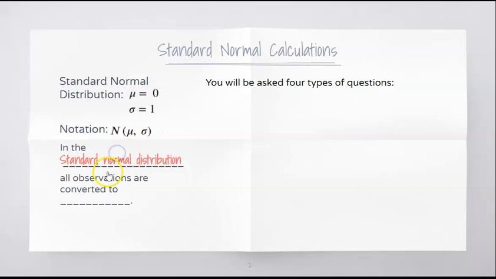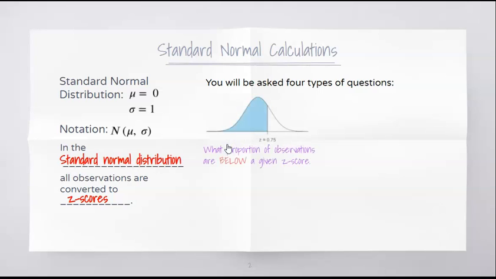So, in the standard normal distribution, all observations have been converted to z-scores. There's 4 kinds of questions that you will see regarding standard normal calculations. The first one is, what proportion of observations are below a given z-score? So you can see we would shade to the left because numbers go lower to the left. So you're looking for that area under the curve that's left of a given z-score.